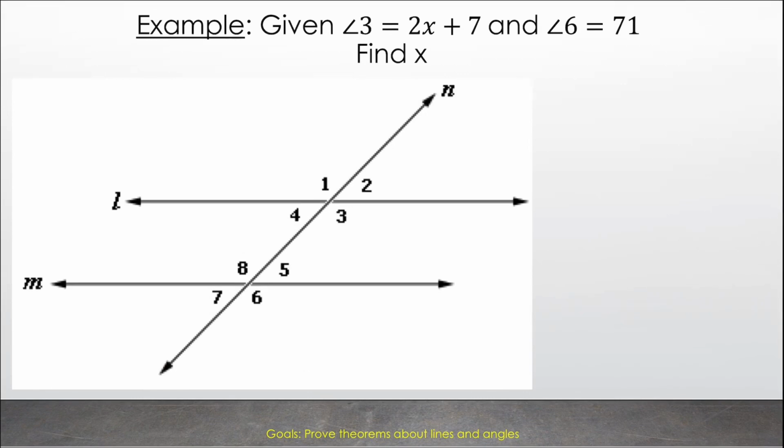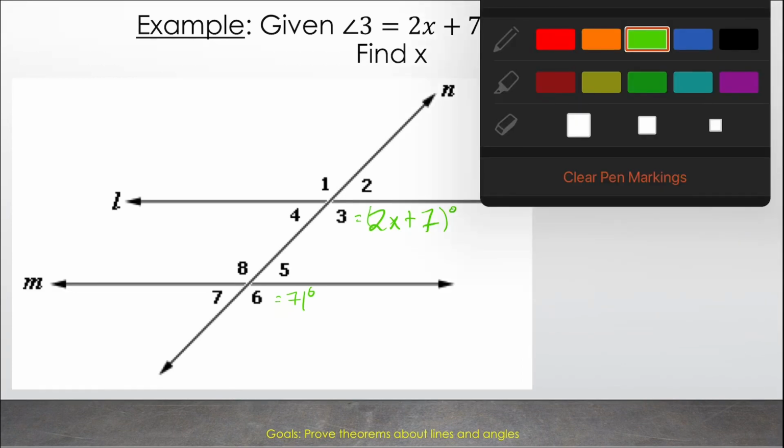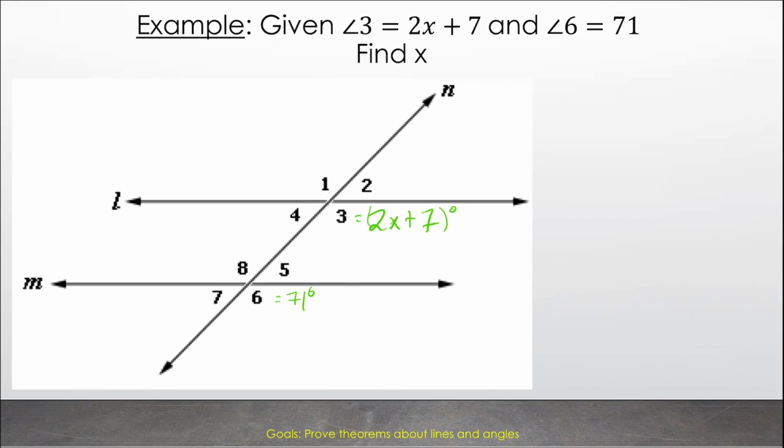Okay, so given that angle 3 is equal to 2x plus 7, and angle 6 is equal to 71, find x. So let's see. I know that angle 3 is equal to 2x plus 7, and angle 6 is equal to 71 degrees. Okay. So what do I know about these angles? Anytime I ask myself these, I need to ask myself a couple questions. Are these two angles complementary or supplementary?